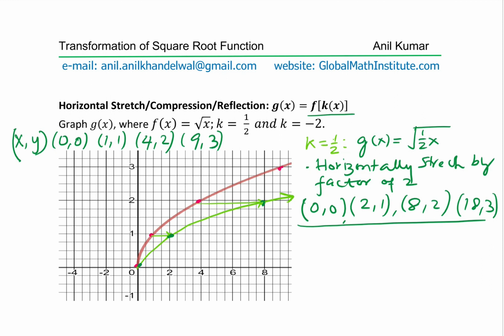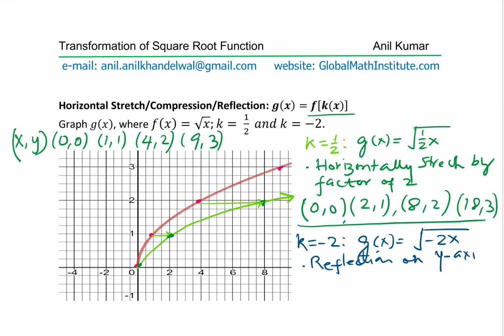Now let's look into the second part, which is when k equals minus 2. In that case, g of x can be written as square root of minus 2x. Now here there are two transformations. The first one is the reflection on the y-axis, and the second one is horizontally compressed by a factor. It's important to write the term factor because you're multiplying it by half, correct? So I'll show you the two transformations this time.